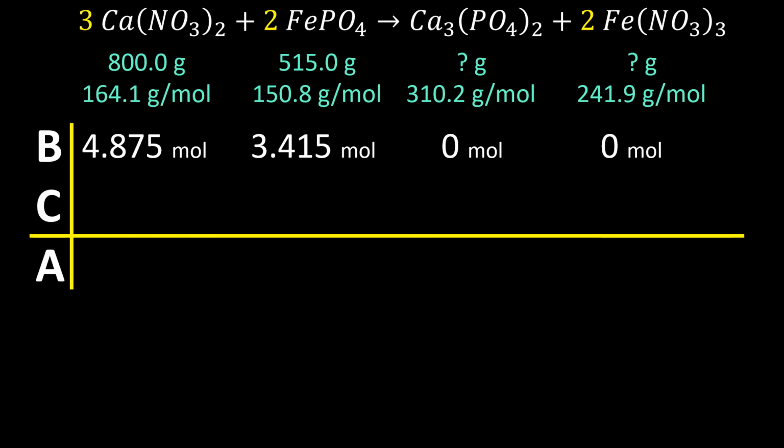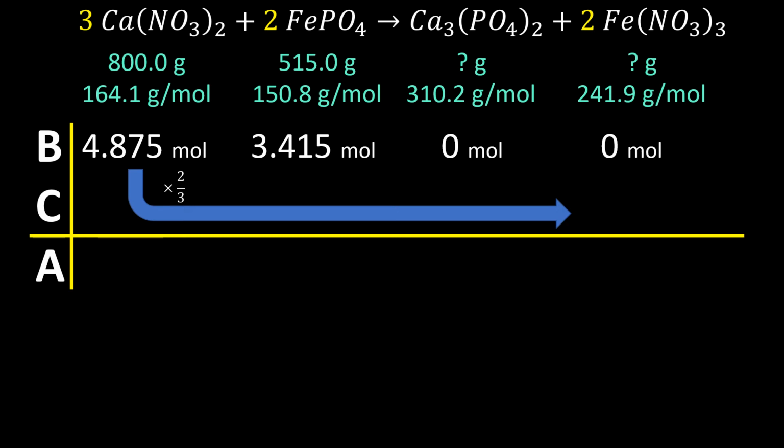So now that I've identified my limiting reactant, I need to use that number to fill out the rest of the BCA table. So I'm going to use the 4.875 moles of calcium nitrate to figure out how much of every reactant and product was consumed or produced in this reaction. So first thing I'm going to do is take that number, 4.875, and multiply by 2 over 3. This 2 over 3 comes from the balanced chemical equation up top. So the iron 3 nitrate product has a coefficient of 2 in front of it, and the calcium nitrate reactant has a coefficient of 3 in front of it.